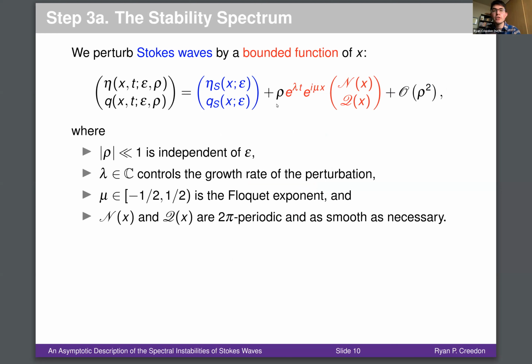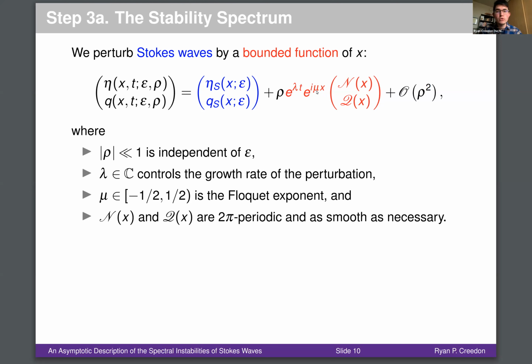And so one can show that the normal modes of these types of perturbations are functions that have exponential time dependence, where lambda here is going to control the growth rate. And then we have some oscillatory behavior happening in space. In particular, we have this complex exponential factor, which introduces this parameter mu. Mu is called the Floquet exponent. It's something that you're free to choose without loss of generality. You can choose it between -1/2 and 1/2.